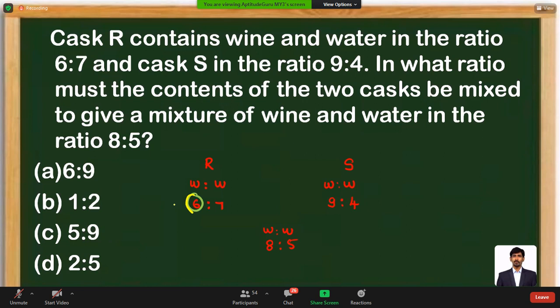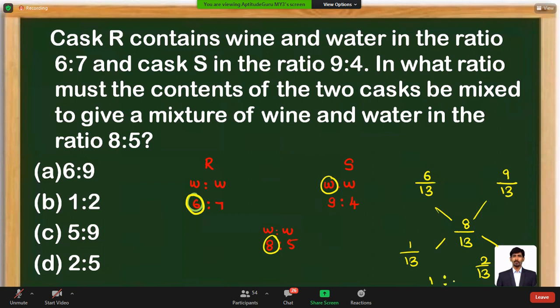So if I solve with wine concentration, it is going to be 6 parts out of 13 parts. And wine concentration in this is 9 parts out of 13 parts. And wine concentration in this is 8 parts out of 13 parts. So this minus this is giving 1 by 13. This minus this is giving a result as 2 by 13. Anyways, 13 gets cancelled. 1 is to 2 is going to be the ratio, available as option B.